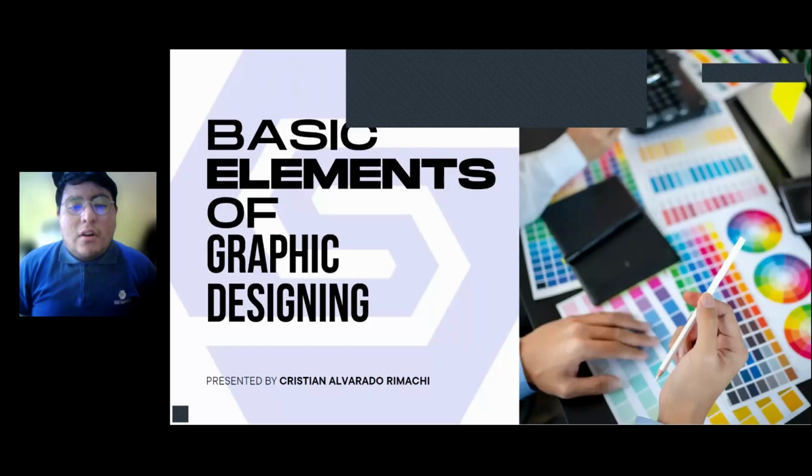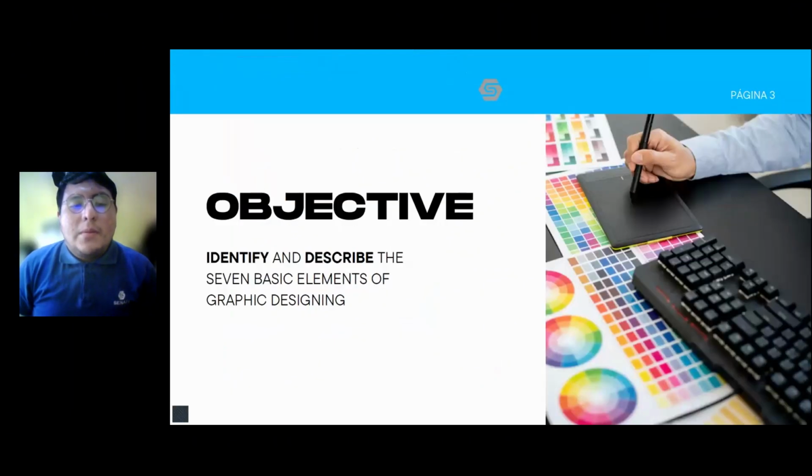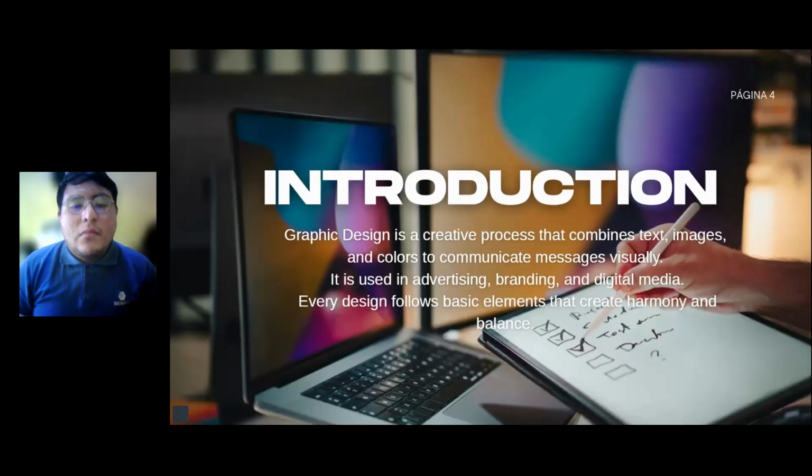Basic elements of graphic design. Content: objective, introduction, basic elements of graphic design: line, shape, color, size, texture, space, typography, and conclusion. Objective: identify and describe the seven basic elements of graphic design.